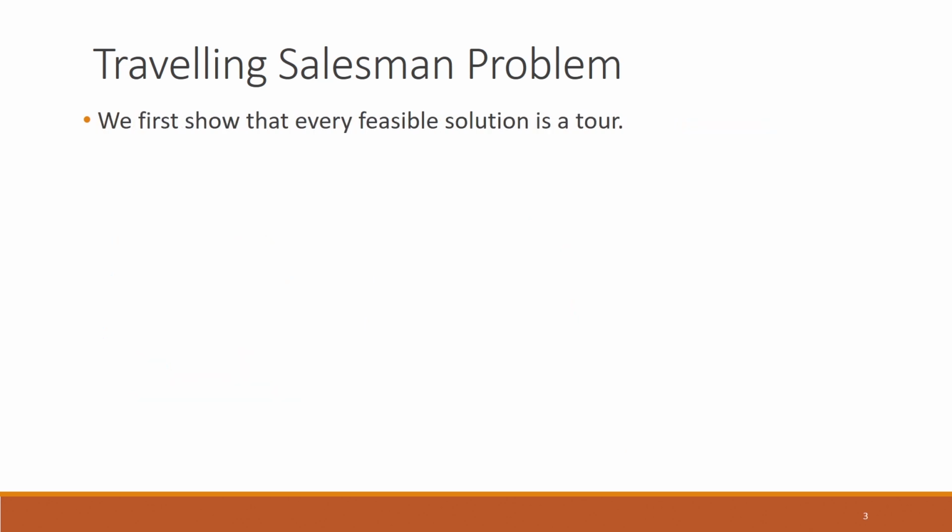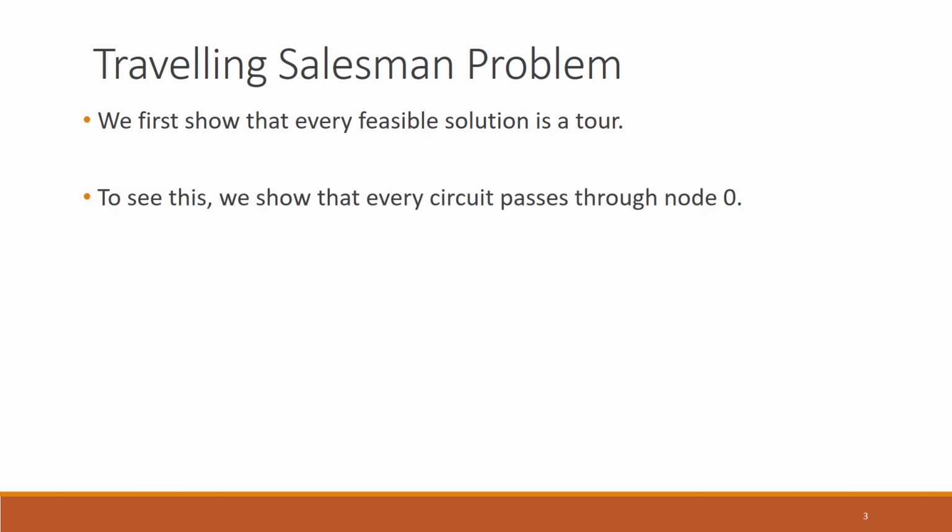So, the first part that we will be doing is that every feasible solution is a tour. Now, in order to argue this, we show that every circuit passes through node 0. So, why is this important? Remember that the first two sets of constraints that we have are already ensuring that for every node there is exactly one incoming link which is selected and one outgoing link that is selected. Okay. So, with those constraints we can get something like this here.